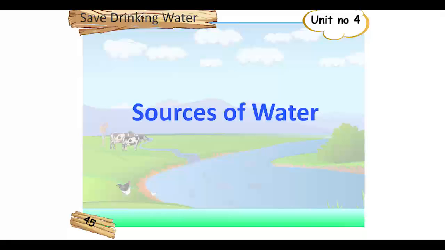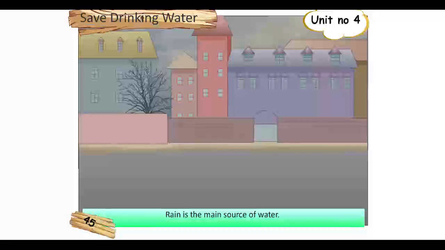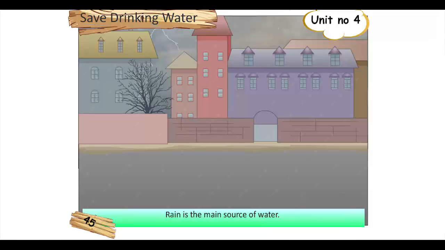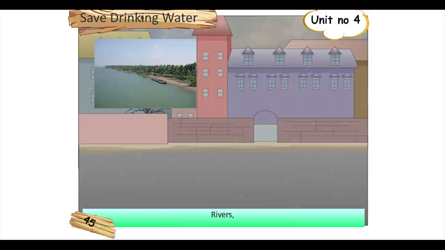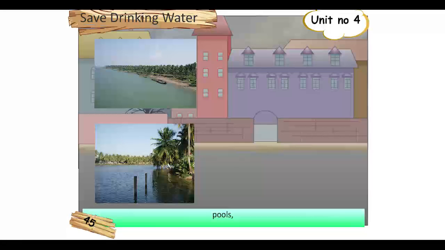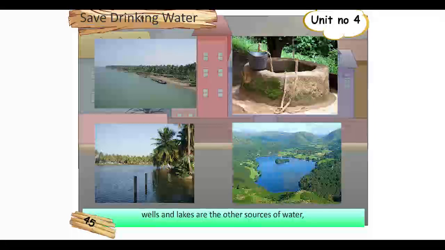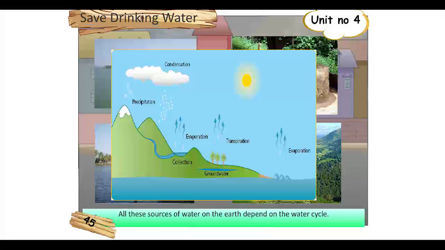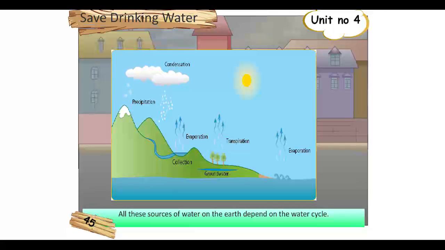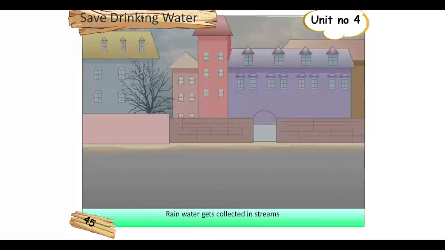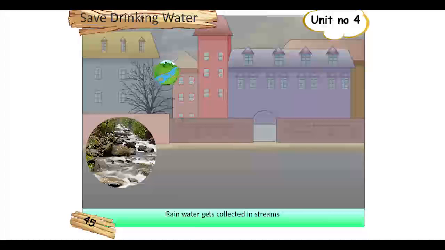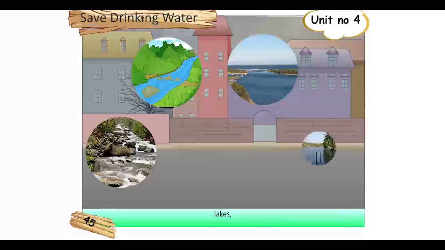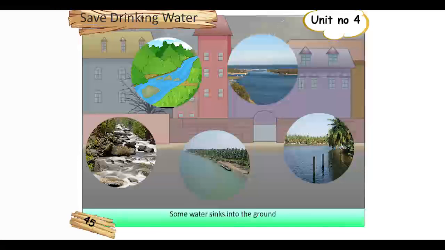Sources of water. Rain is the main source of water. Rivers, pools, ponds, wells and lakes are the other sources of water. All these sources of water on the earth depend on the water cycle. Rainwater gets collected in streams, ponds, lakes, rivers and seas. Some water sinks into the ground and remains there as waterbed.